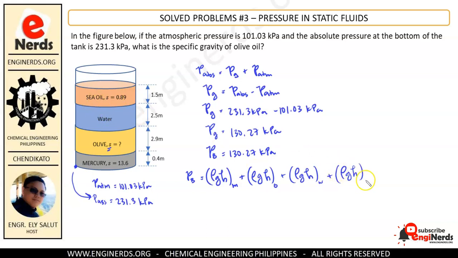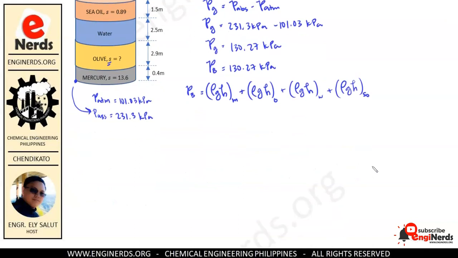of sea oil. Okay? So now we have to substitute the values of these variables para ma-calculate na natin yung specific gravity ng olive. Okay, so we know the value of our pressure at the bottom, which is 130.27 kilopascal. Diba? So unahin natin to. Ang values ng ating mercury, no? So first, we need to get the density of the mercury. And to get that, we need to multiply the specific gravity with the density of water.